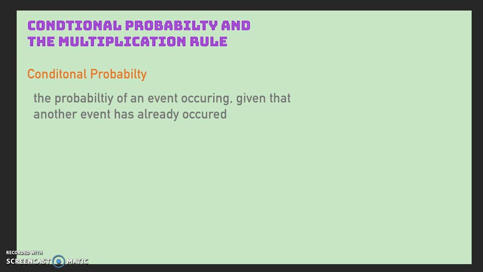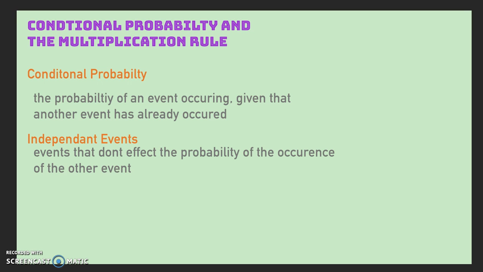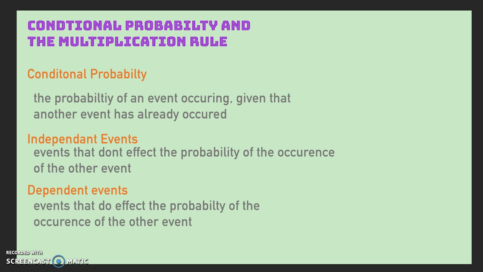And there are two kinds of events, independent and dependent events. Independent events are events that don't affect the probability of the occurrence of the other event. And dependent events do affect the probability of the occurrence of another event. An example of an independent event would be flipping a coin. What the coin lands on with the first flip will not affect the second flip, so it is independent.